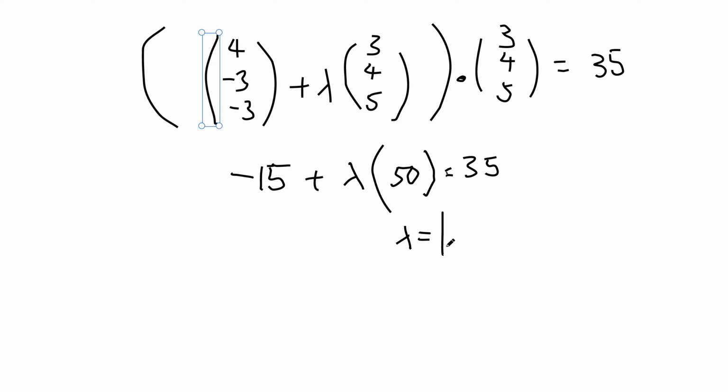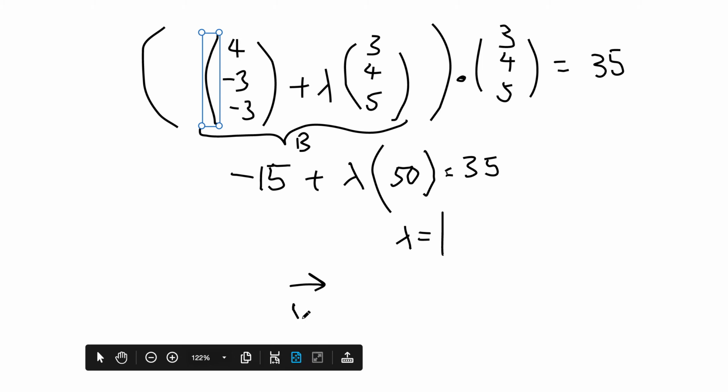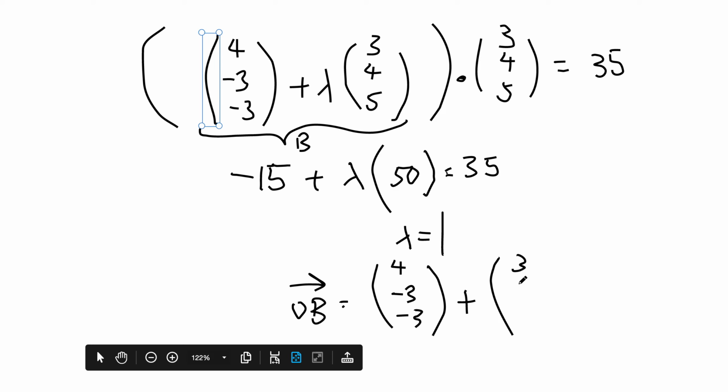So now all we have to do is, because remember this is our positional vector for B, now we just have to sub in the value of lambda in again. So our positional vector OB would just be equals to 4 minus 3 minus 3 plus 1 times this vector, so we don't have to write the 1. 3, 4, 5. And now our positional vector for B will be 7, 1, and 2. Alright, so that's how we find the foot of perpendicular from a point to a plane.